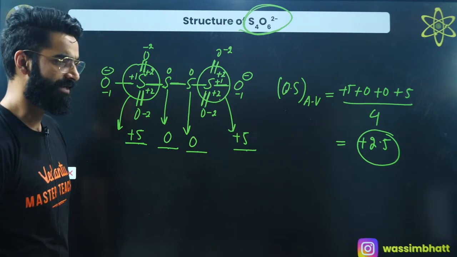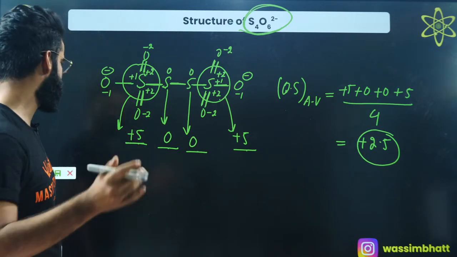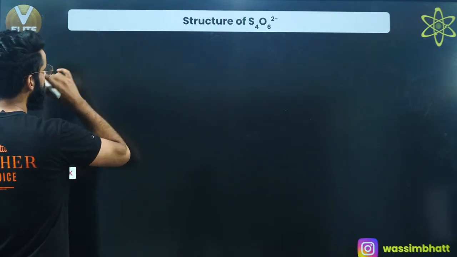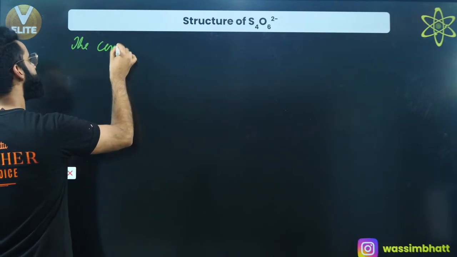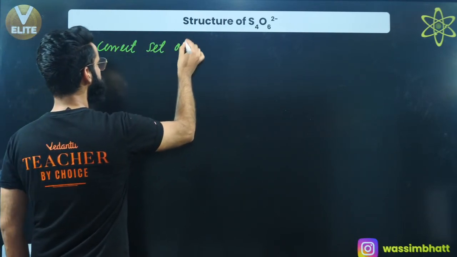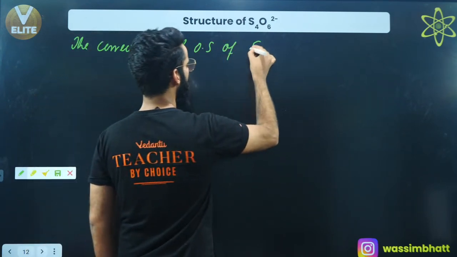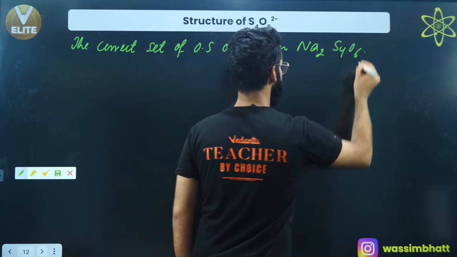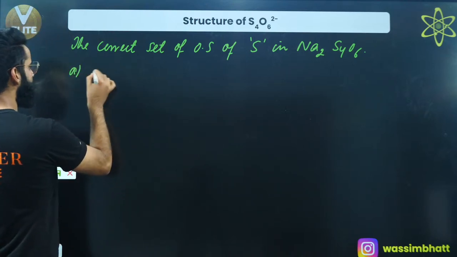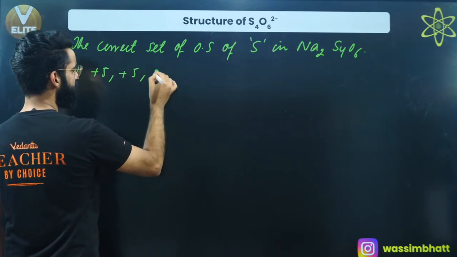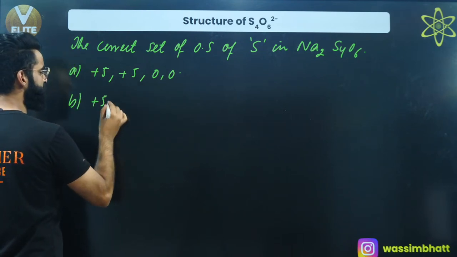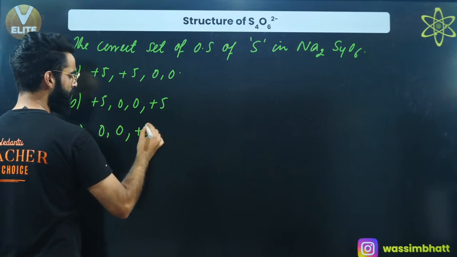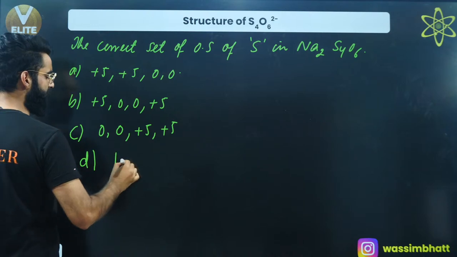Yes, I'm sure it's clear to everyone. Long back, there was a question asked from this. I'm writing the question. The correct set of oxidation states of sulfur in Na2S4O6. The options were given as: option A, +5, +5, 0, 0. Option B was given as +5, 0, 0, +5. Option C was given as 0, 0, +5, +5. And option D is going to be none of the above.